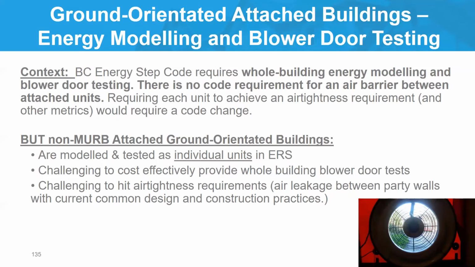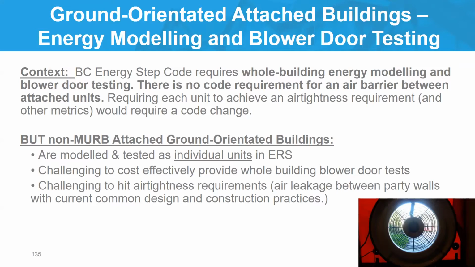The context within the BC Energy Step Code for the ground-oriented attached buildings instructions is that the BC Energy Step Code requires whole building energy modeling and blower door testing, and there's no code requirement for an air barrier between attached units. So requiring each unit to achieve an air tightness requirement, as the BC Energy Step Code does for this building type, would require a code change. The challenge we've come across in BC is that MURB attached ground-oriented buildings only have instructions for modeling and testing as individual units by the EnerGuide rating system.